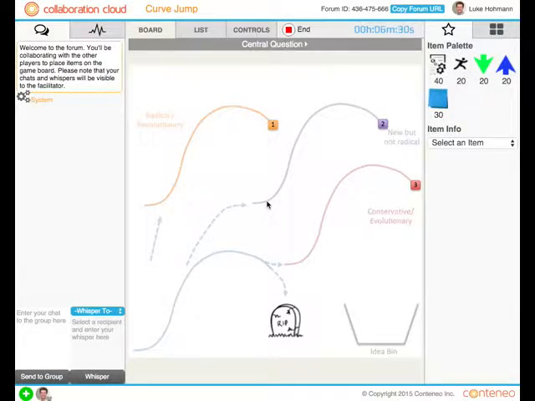I'm going to introduce you to a framework that we're going to be using to see if we can engage the teams in generating ideas on how they can leverage either evolutionary, new, or radical technology. The basis of the framework is a concept called curve jumping.